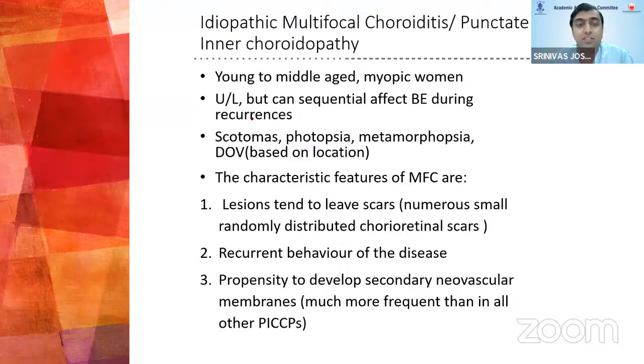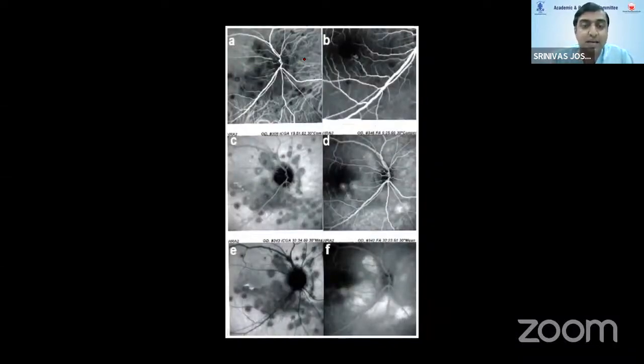Another thing, just the last two things I want to cover, is the PIC or the multifocal choroiditis. The characteristics are that lesions tend to leave scars, numerous scars randomly distributed, recurrent behavior of the disease, and the propensity to develop secondary neovascular membrane is more common in these diseases. And again, you can see these small hypocyanescent areas which are getting more delineated in the later frames of the ICG. But if you see the FFA here, you can see the pooling. It's basically the reactionary hyperpermeability of these vessels where we see pooling in FFA, as opposed to ICG where we see more of the hypocyanescence in those areas.